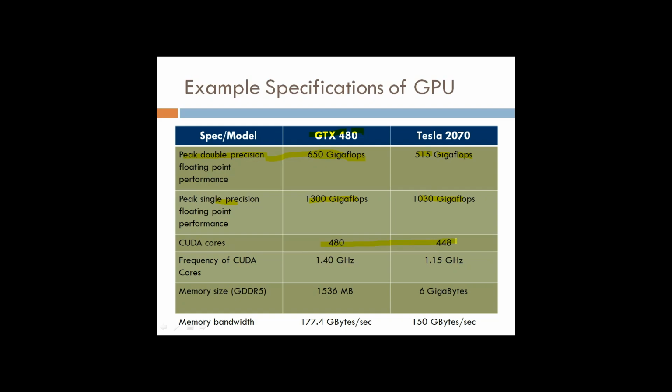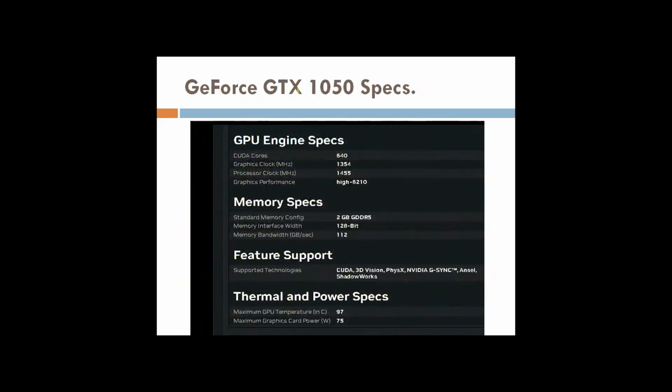Now this is CUDA cores. This is the feature which is more useful for the programmer to see how many parallel threads we can launch. The more CUDA cores, the more parallel threads we can launch. The frequency of the CUDA cores is 1.40 gigahertz for GTX 480, and for Tesla it is 1.15 gigahertz. Similarly, memory size is of the order of 1536 megabytes, and for Tesla 6 gigabytes. So this is just an idea of the specifications of some of the GPUs.